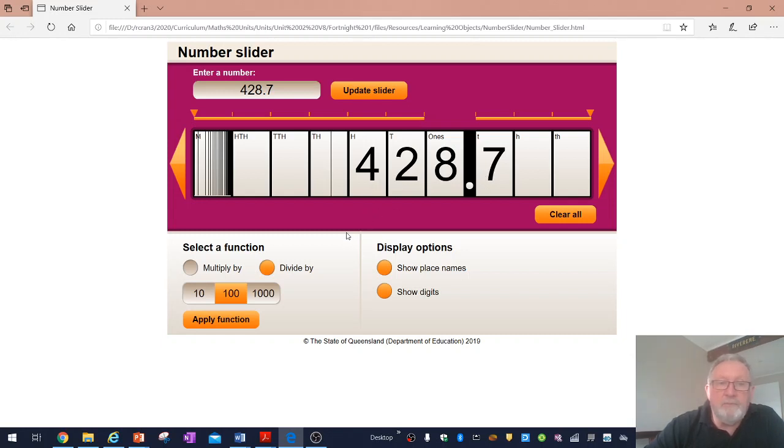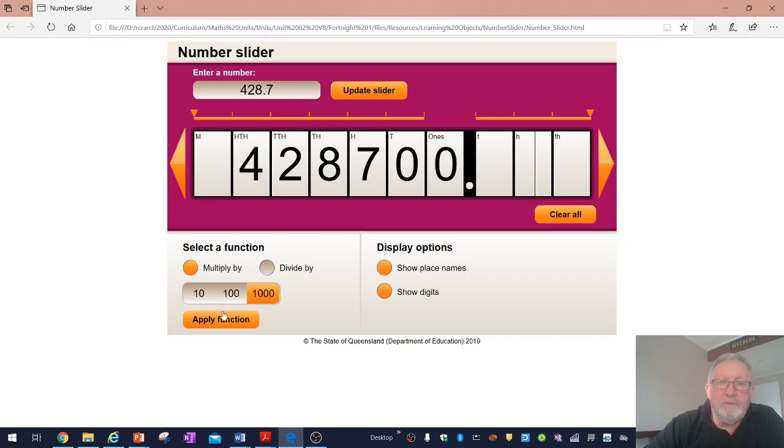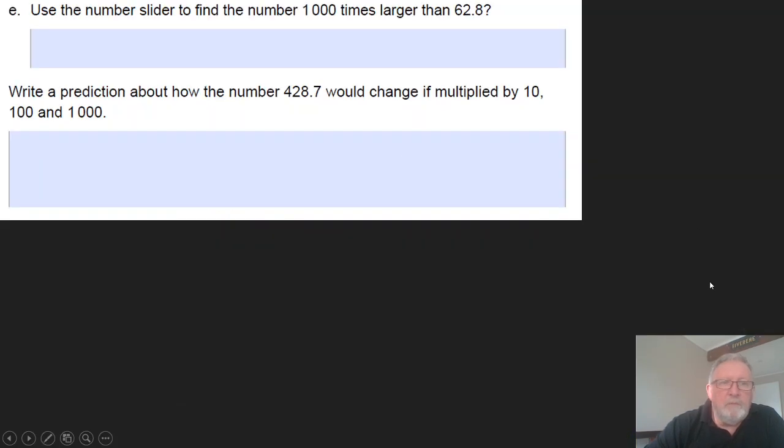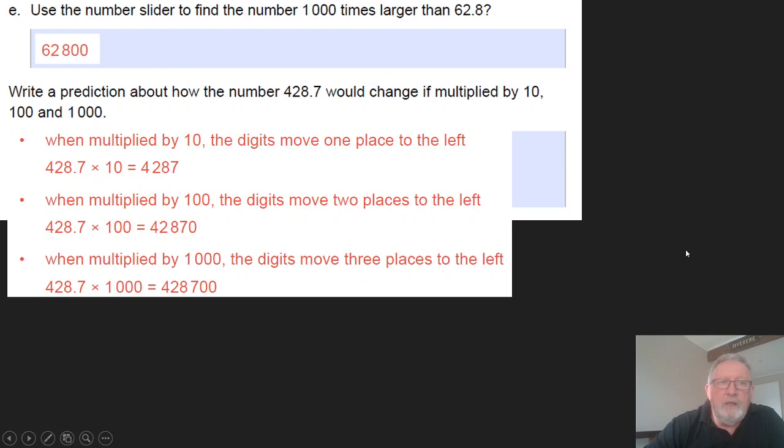It hasn't changed. All right, now we're going to multiply by 1,000, and it should be 3 places it all moves. So it does do exactly the same thing when we are multiplying. So let's see, this should have been what we found. When we multiplied 62 8/10 by 1,000, 62,800. And when we multiplied 428 7/10 by 10, then 100, then 1,000, we came up with those results there.